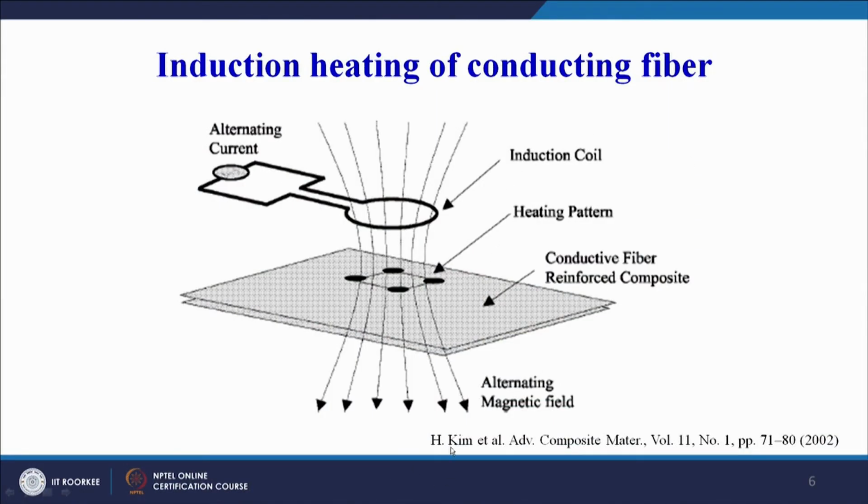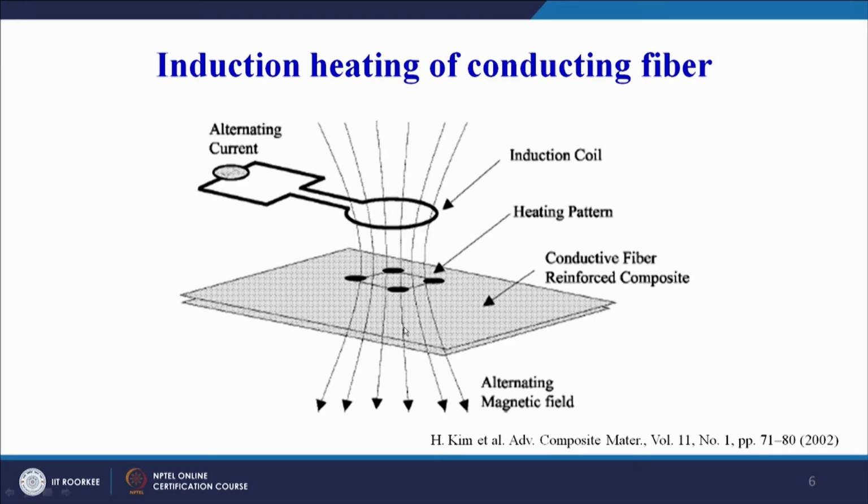This has been taken from H. Kim's article published in Advanced Composite Materials. So here we can see this is our conductive fiber reinforced composite, this plate. This is our alternating current, this is the induction coil. And because the current is flowing, the magnetic field is developed. This is the induction coil, so this is the heating pattern.